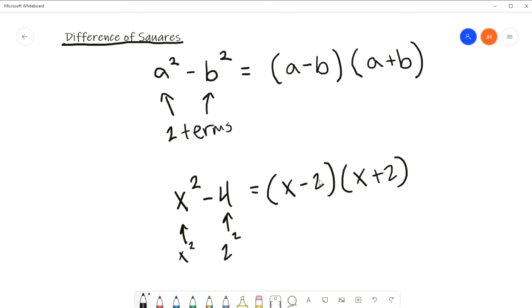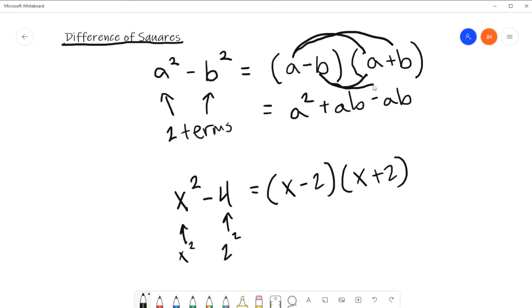Now, why is it that I'm allowed to do this? Well, to see that it would be useful for us to try out foiling, multiplying out these binomials that are multiplying each other, to just sort of see what we get as a result. So let's do the top first. A times A would be A squared. So far, so good. A times B would be AB. Negative B times A would be minus AB. And minus B times B would be minus B squared. That's a lot of B's, huh?